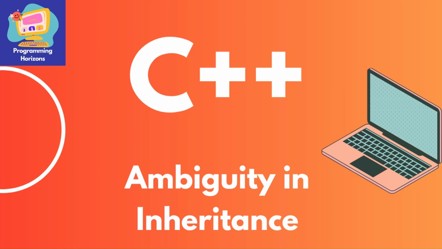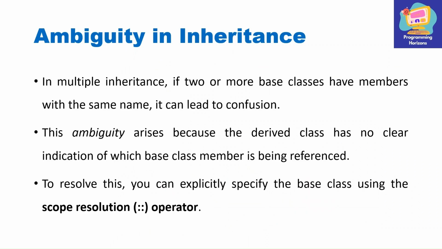Ambiguity in inheritance. In multiple inheritance, if two or more base classes have members with the same name, it can lead to confusion. This is known as ambiguity, and it arises because the derived class has no clear indication of which base class member is being referenced. To resolve this, you can explicitly specify the base class using the scope resolution operator.